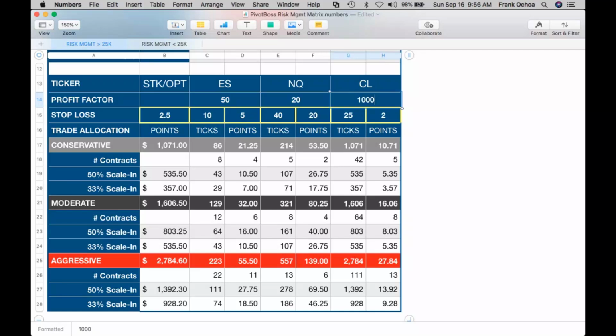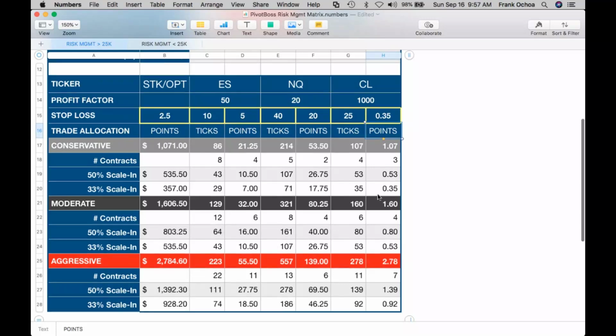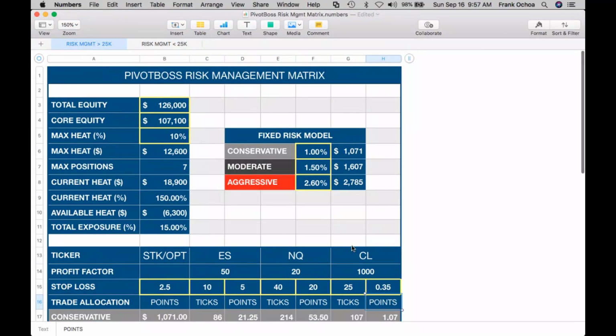I usually just have them basically look like this, and I trade these three the most, but then I can just use my risk allocation for anything else I want to trade. Say, for example, I want to trade 2,700 contracts. I want a 25 tick stop or point stop in the YM, then I can just do the quick math that way. So again, this is a quick way for you to identify your trade allocation based off of your total and core equity, and also based off of the current heat that you have at play and the available heat that you do have left to trade. So again, a great way to go.